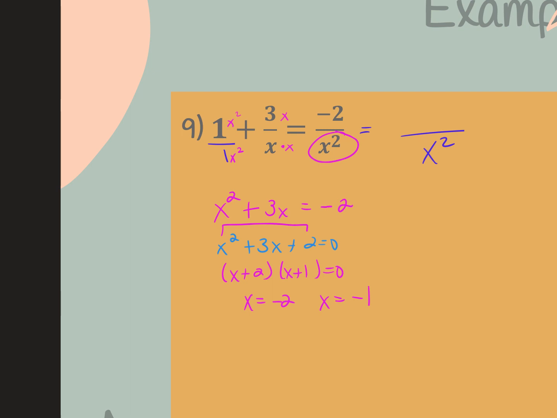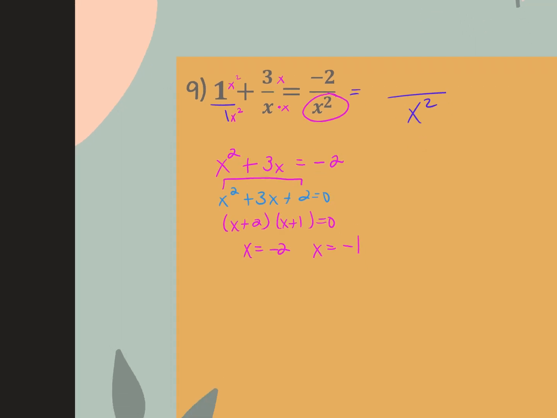Now do I pat myself on the back and say, okay, I'm so glad I'm right? Or what should we do? Why should we plug it back in? Just to make sure there are no what? What do we call those? Extraneous solutions. Okay, so let's practice that.